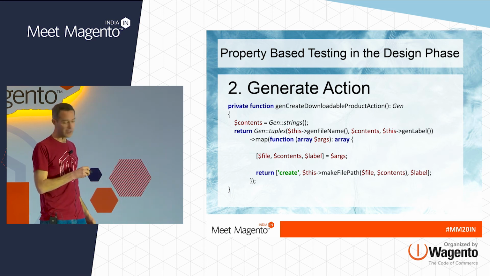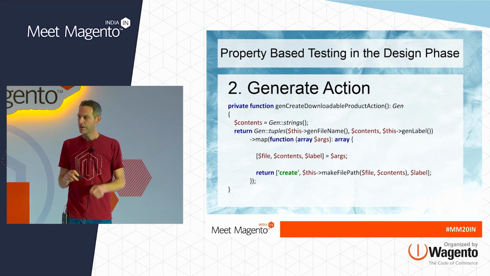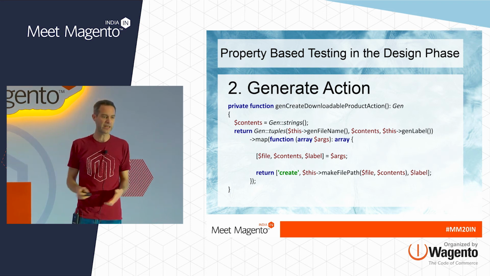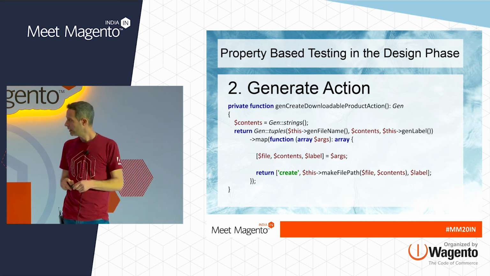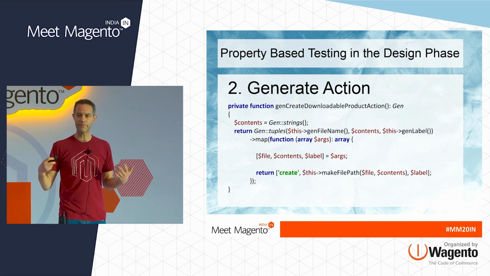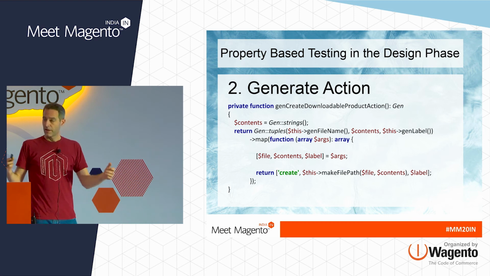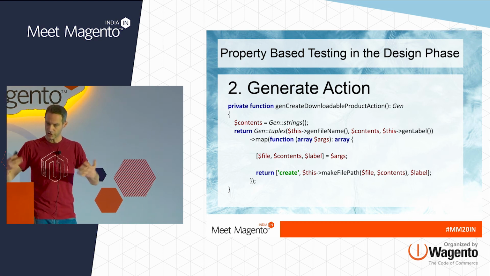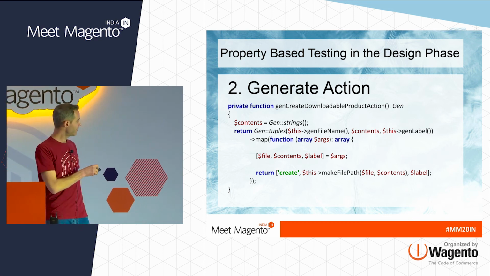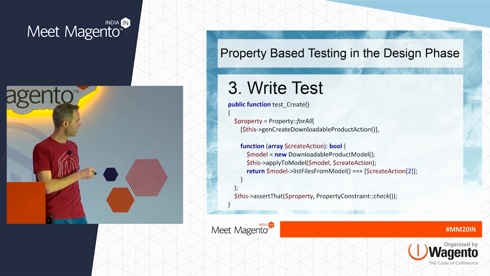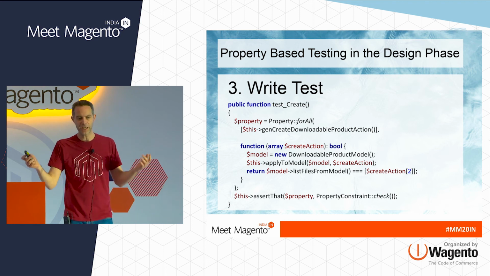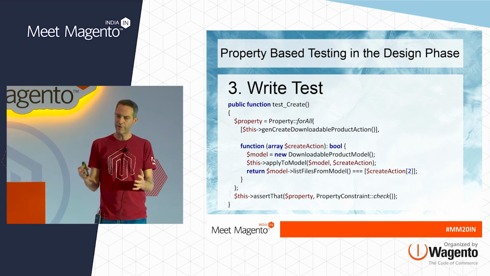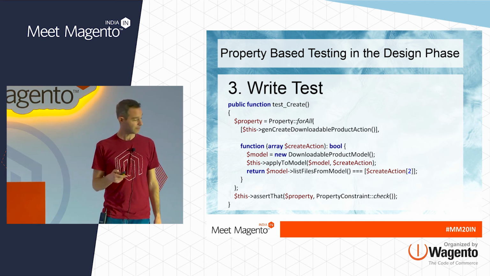So here I generate a file name, that's a string, can't be empty. I generate some contents, that's also just a string, maybe it's empty. And I generate a label. And then all generators provide a map function, which takes a closure, which will take the argument. So here's my tuple, with the file, the content and the label, and then I can transform it, right? I can create an object, I can create a file, and I can return it for whatever data the function that I'm testing takes.